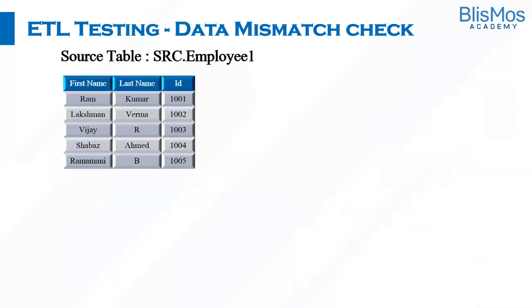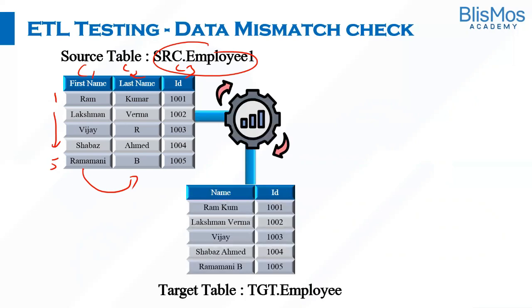Let us take this example to understand the data mismatch check in a bit more detail. So here we have a source table called employee1. Within that, we have these columns, column 1, column 2, column 3, and we have some 5 records. Assuming that as a part of the transformation, we want to concatenate the first name with the last name. Then the transformation happens. Loading also happens. Then we get this particular target table.